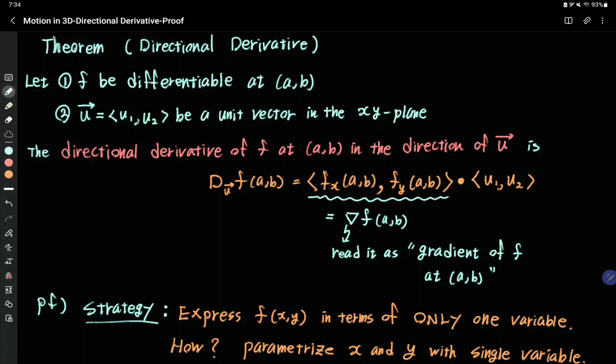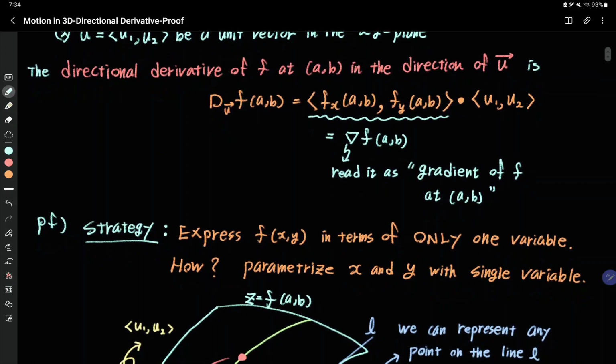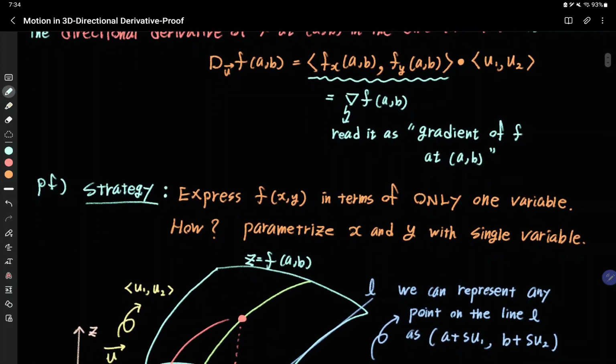So when you compute the directional derivative in the direction of vector u, we find the gradient of f, which means finding the partial derivatives of f with respect to x and y, and then we take the dot product of that gradient with the unit vector. So how does this come about? Here's a proof. So here's the strategy.